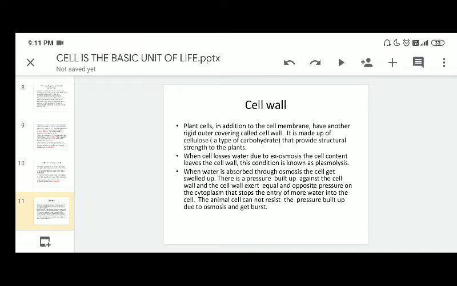When water is absorbed through osmosis, the cell gets swelled up. There is a pressure built up against the cell wall, and the cell wall exerts equal and opposite pressure on the cytoplasm that stops the entry of water into the cell. The animal cell cannot resist the pressure built up due to osmosis and gets burst.